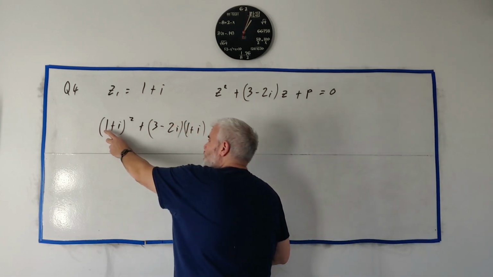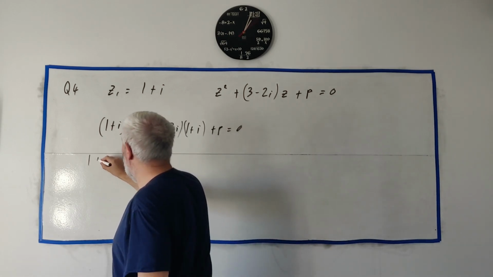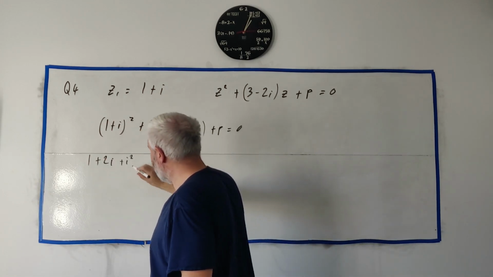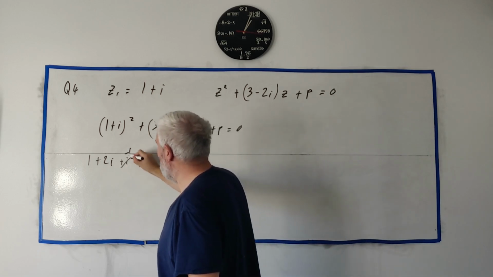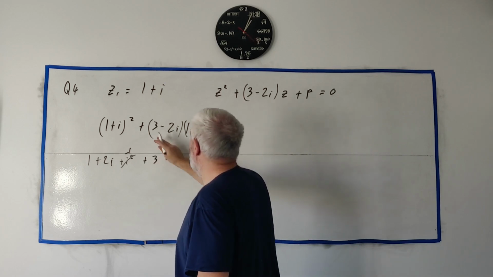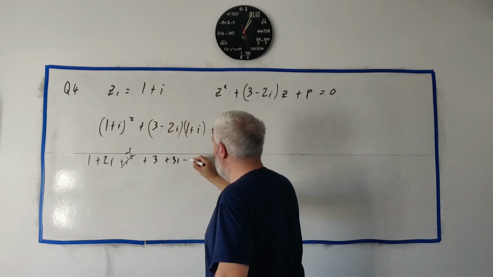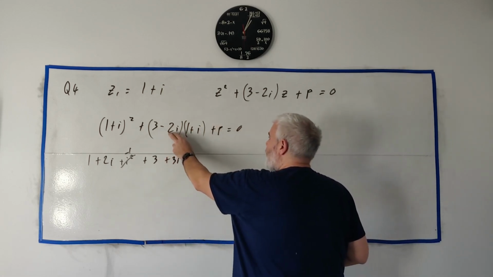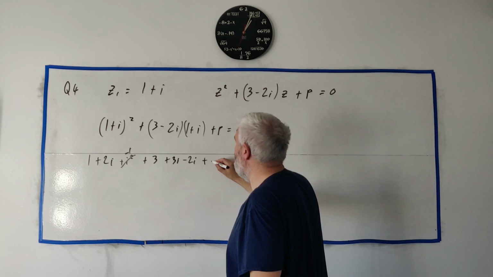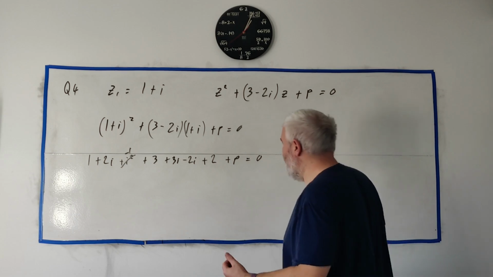Multiply this out, we get 1 by 1 is 1. Let me write them all out. 1 plus 2i, we'll get i and another i. And then we'll get i squared, which is just minus 1. Here we will get 3 plus 3i, this by that, minus 2i. And we will get minus 2i squared. i squared is just a minus 1, so it just becomes plus 2. Plus p equals 0.